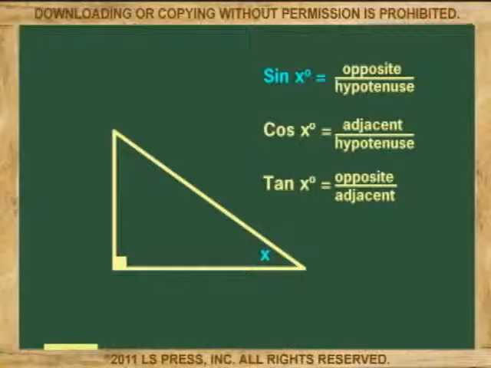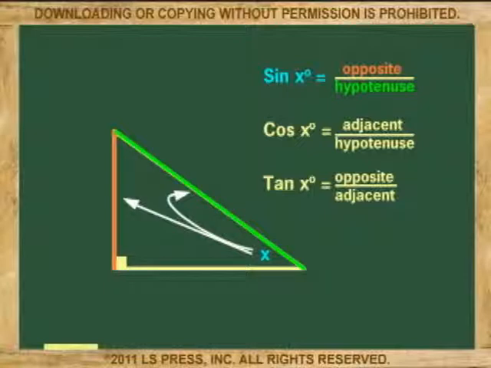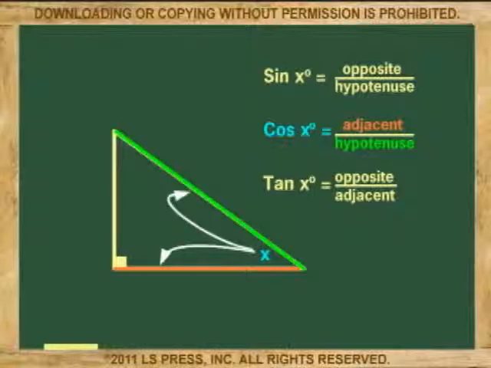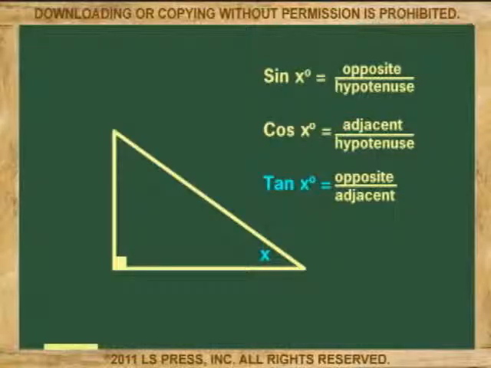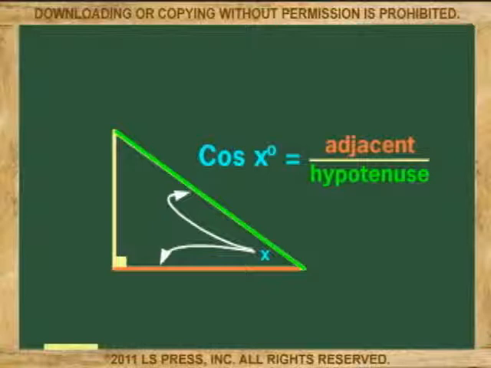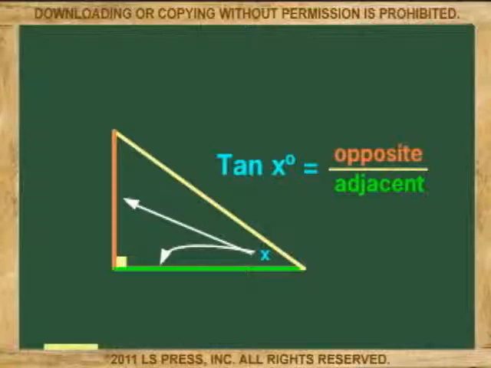Okay, the sine ratio for any angle is always calculated by the use of the opposite side of an angle divided by the hypotenuse. And the cosine of any angle is calculated by the use of the adjacent side of the angle over the hypotenuse. The third ratio, the tangent, is calculated using the ratio of the opposite side over the adjacent side. Let's review it. For any angle, sine is opposite over hypotenuse. Cosine is adjacent over hypotenuse. And tangent is opposite over adjacent.